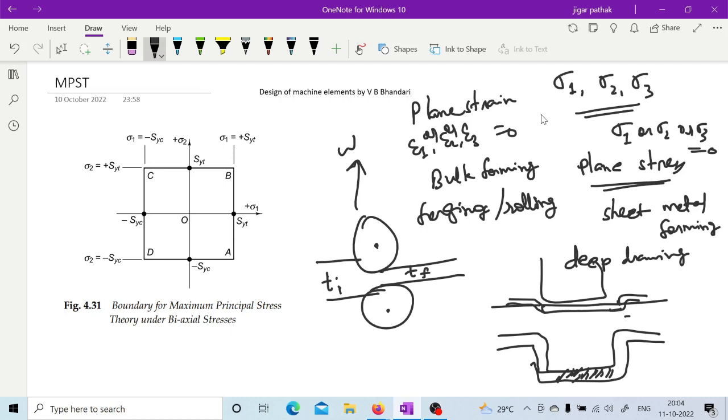Okay, is it clear? In punching, there is shear stress that is on the end sides.